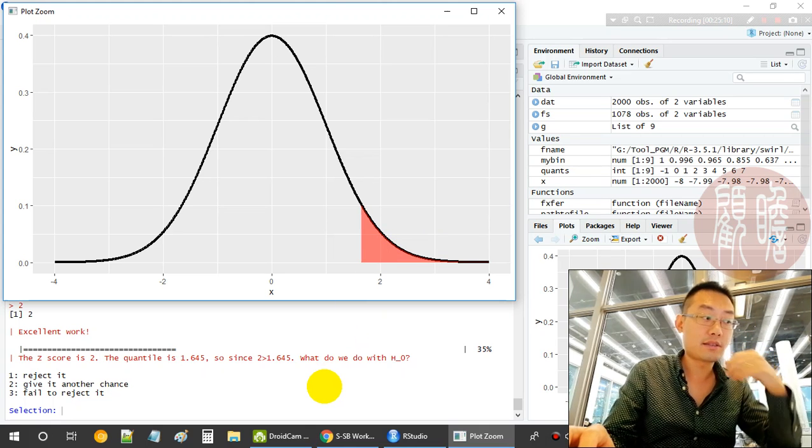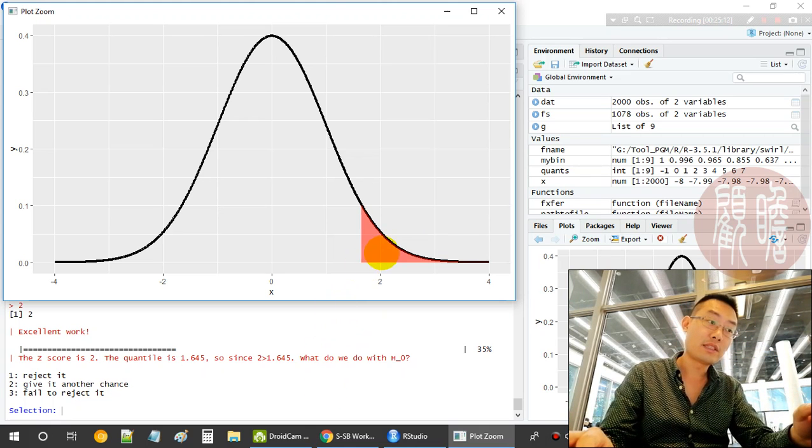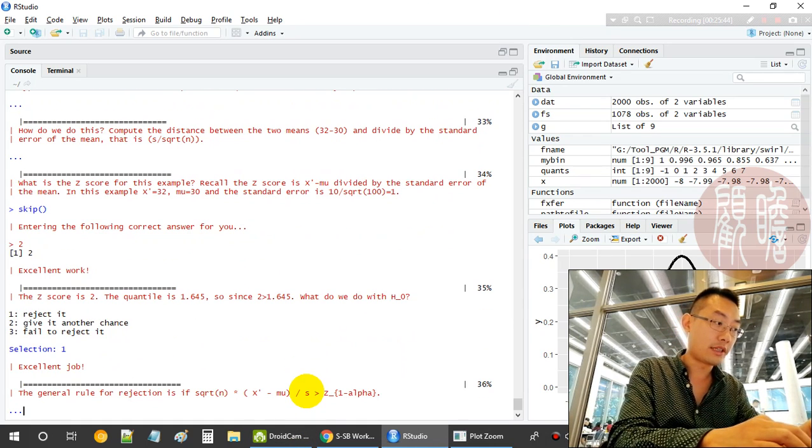So the two ways are doing the same thing. Since 2 is in this shaded area, we have to reject the null hypothesis. What if we get a z-score of around 1? 1 is lower than 1.645, so we say 1 is inside the null hypothesis region, where we are 95% confident, so we won't reject. But 2 is in the shaded area, so we cannot accept; we reject the null hypothesis.